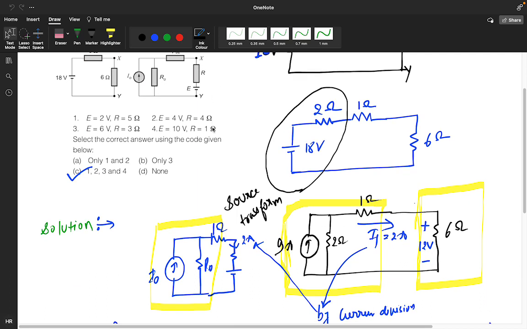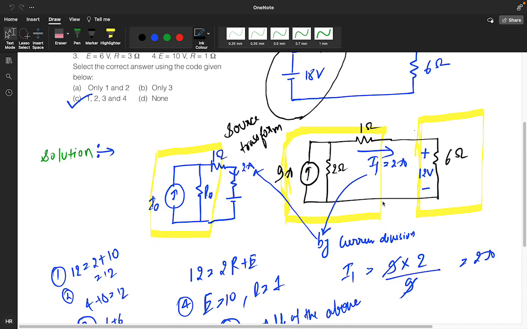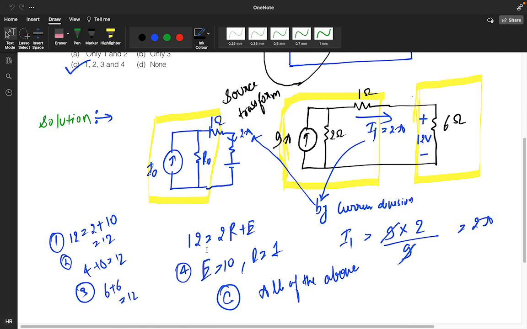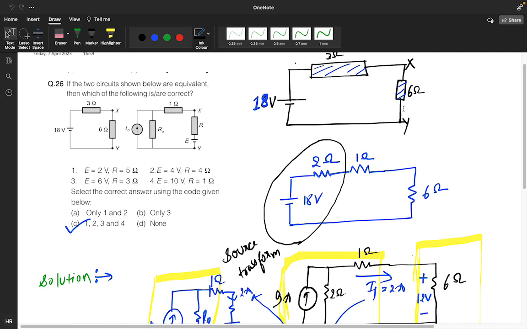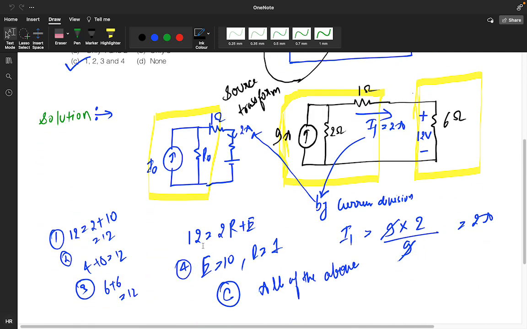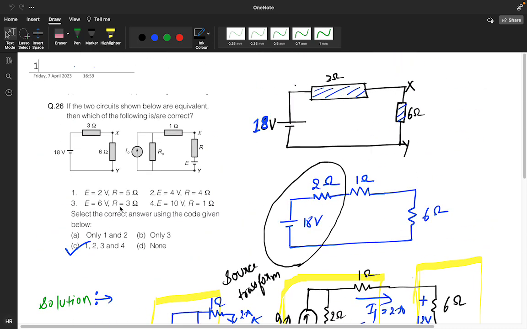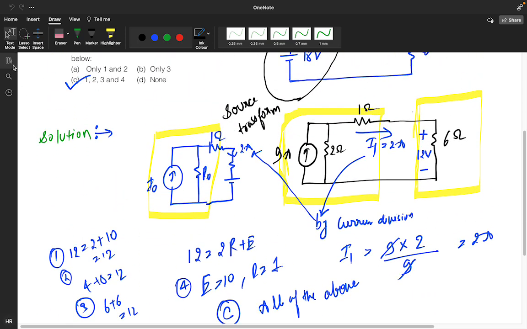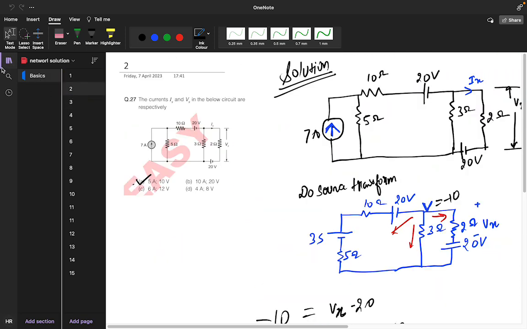So I1 current we are getting 2, and now you just do the calculation. We know that the overall voltage across that is 12 volt. So put 12 equals 2 into R plus E, substitute all the values, and you will see that every answer is correct. Option 1, option 2, option 3, option 4, each and every option is correct. This was the 26th question.